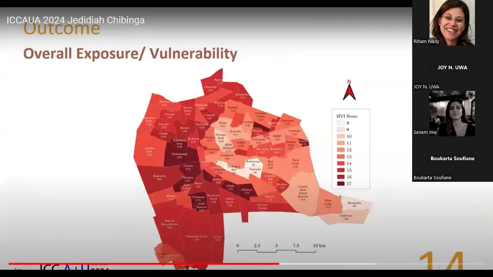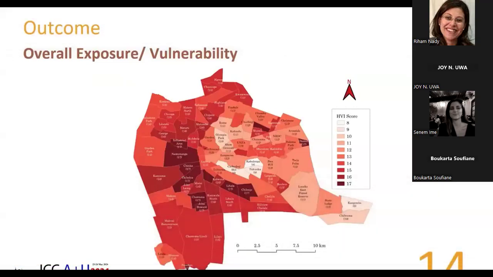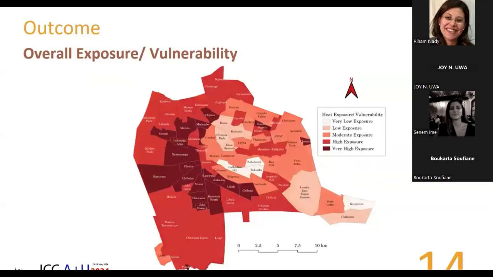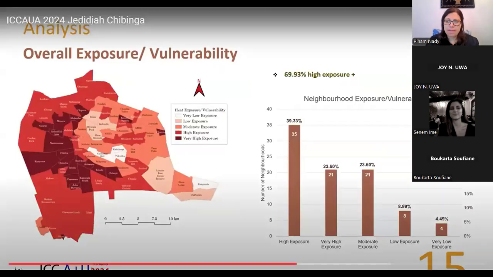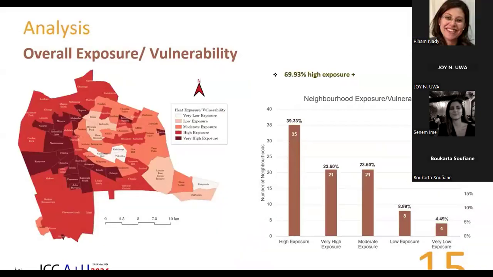Okay, so after obtaining the heat vulnerability indices with respect to each indicator, this information was aggregated to come up with an overall heat vulnerability index map with HVI scores ranging from 8 to 17. These scores were later classified to come up with our final exposure map. Analysis of our results found that more than half of the city, about 69 or 70%, is at very high risk in terms of extreme heat exposure. And less than 5% have very low exposure, which is quite alarming for the city.